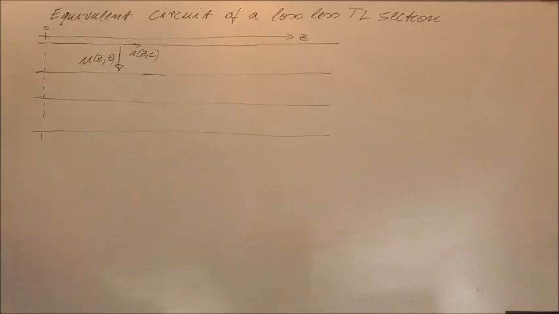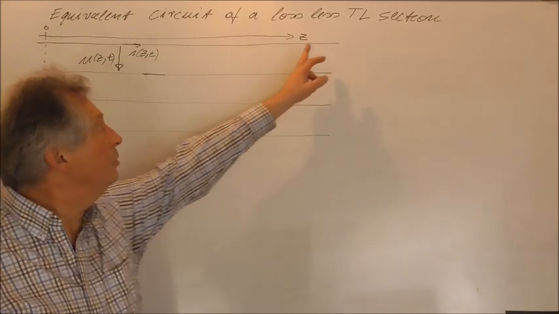So I want to deduce now the so-called equivalent circuit of a lossless transmission line section.